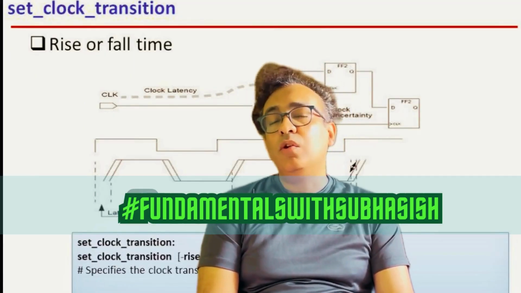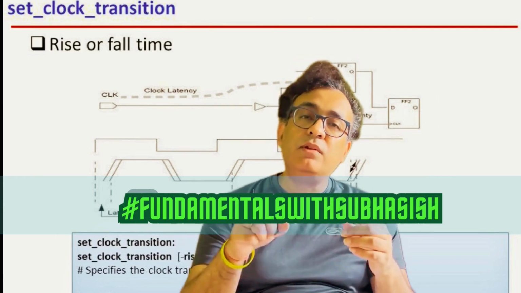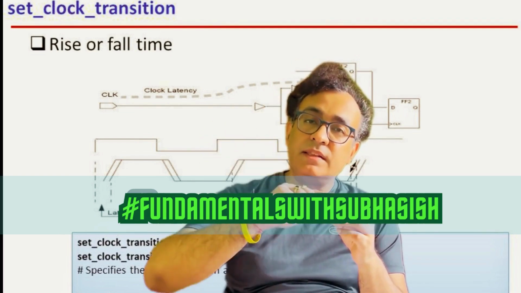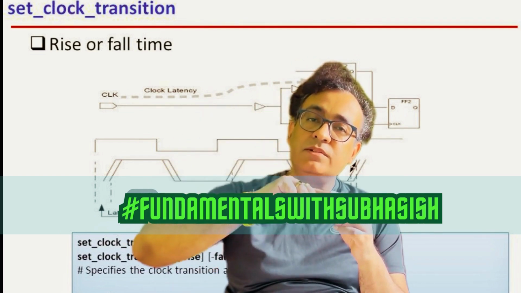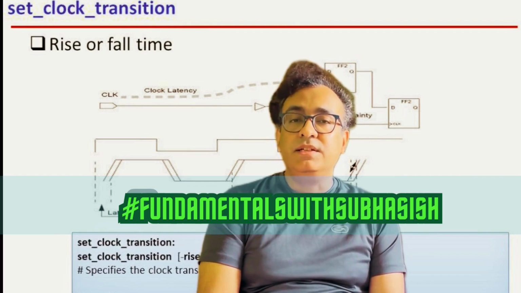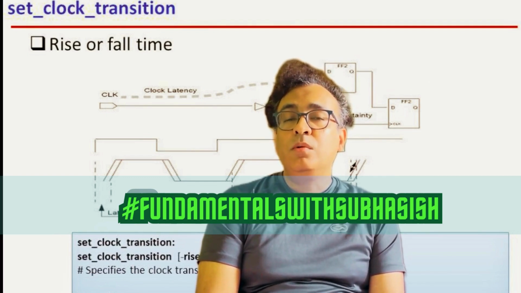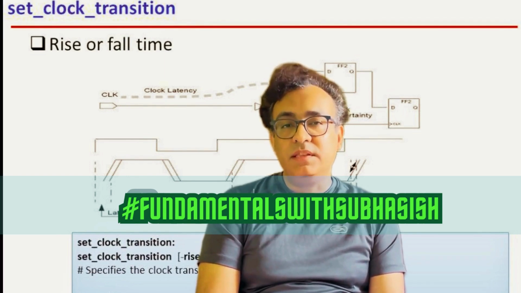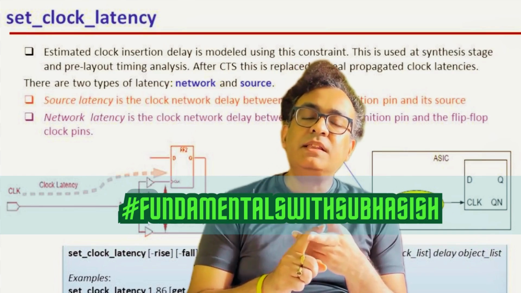Next is basically the clock transition. Clock transition is basically the clock value changing from 0 to 1 and 1 to 0. But it does not change suddenly, so there is an inclined line by which it changes from 0 to 1. It takes some time. This time is captured with the help of clock transition. That is important to know for setup and hold analysis, but we will not discuss all these things today.